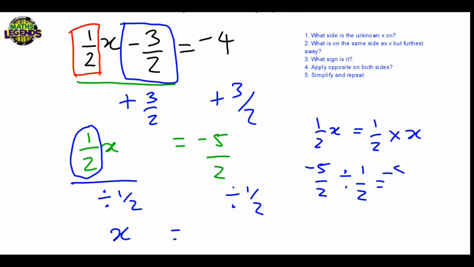So we keep the first one, we change the sign, and we flip the second fraction. Then we multiply the top and the bottom. Minus 5 times 2 is minus 10 all over 2, which is equal to minus 5. So the answer here is minus 5.